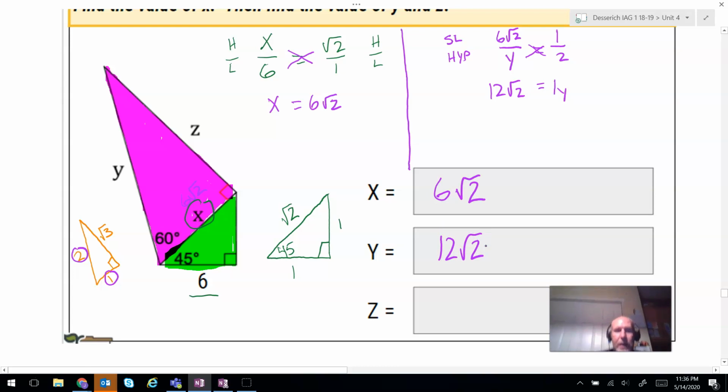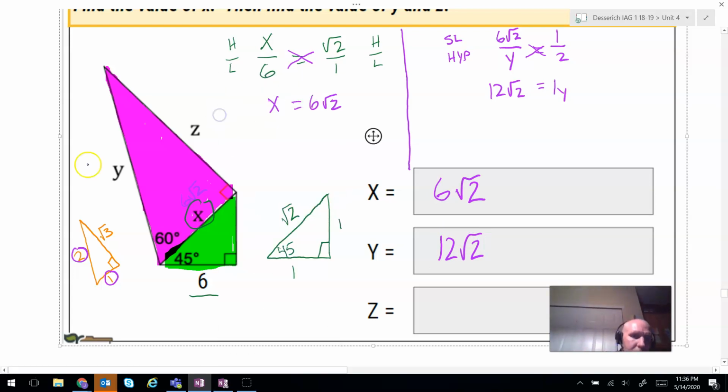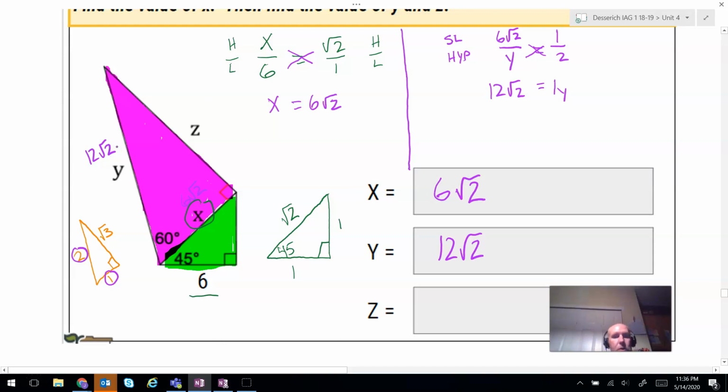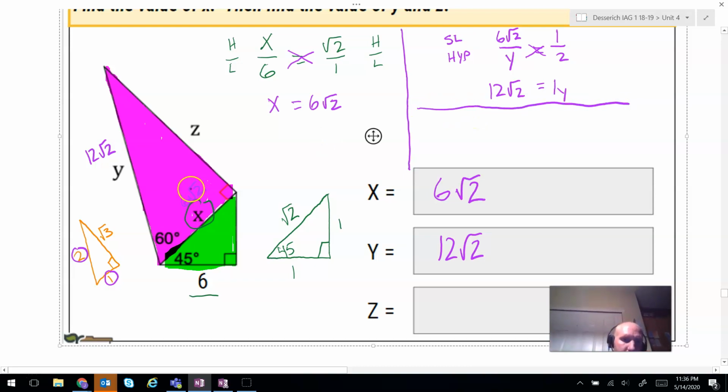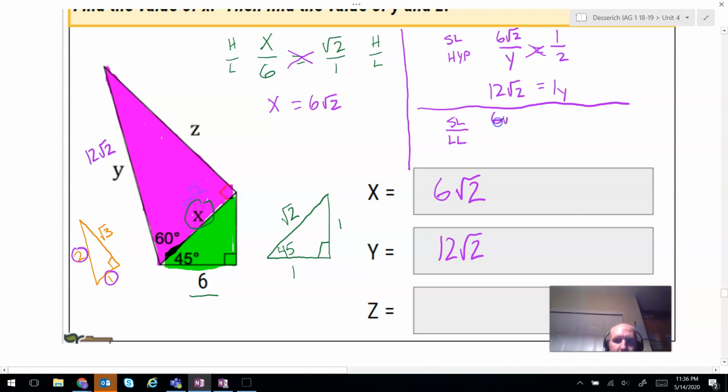Now all we got to find is z. So we got 12 square root of 2 right there. So let's do one more proportion. And this one will be a little bit more challenging, but not too bad. Because I'm going to go with short leg over long leg this time in the pink triangle. So short leg is 6 square root of 2. Long leg z, we don't know. It's a z.